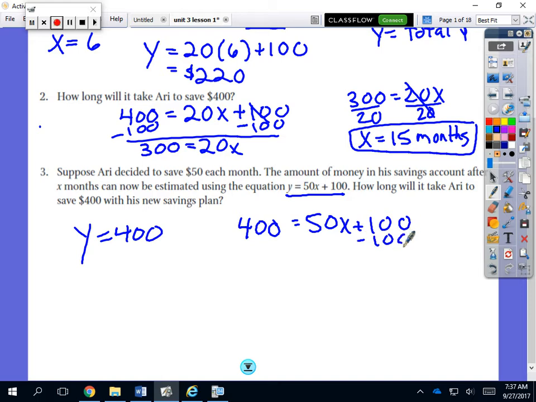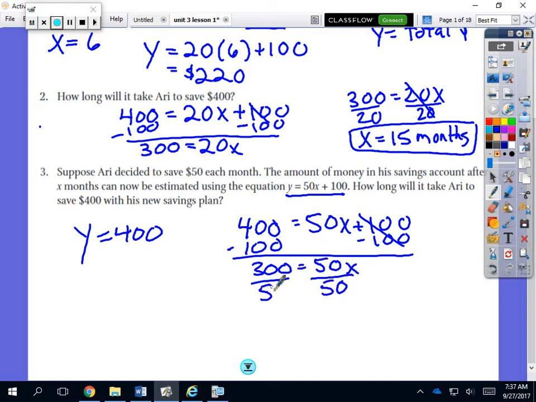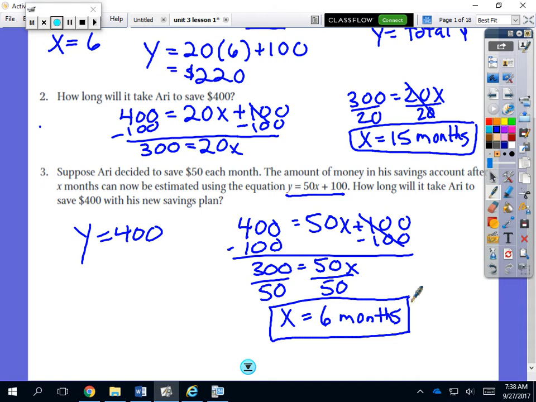Minus 100. 300 equals 50x. Divide by 50. And now 300 divided by 50 is 6 months. So Ari takes 6 months if he saves $50 a month. 15 months is a long time, but he's not putting away as much a month, so it's just going to take longer to get the thing he wants to buy.